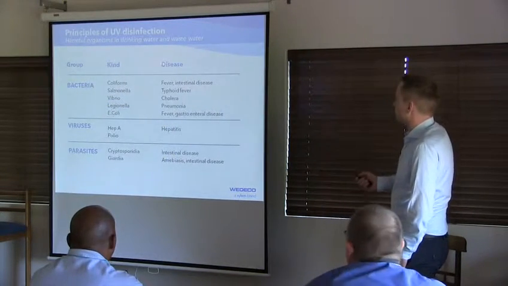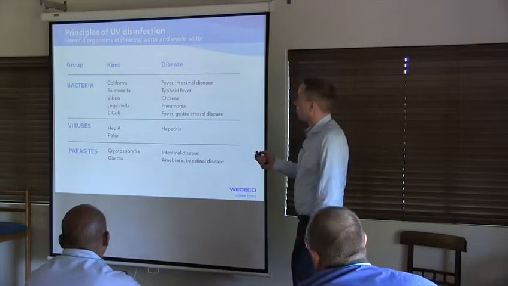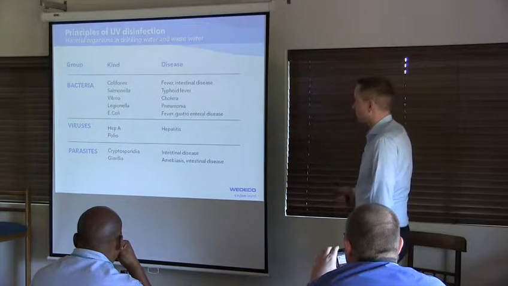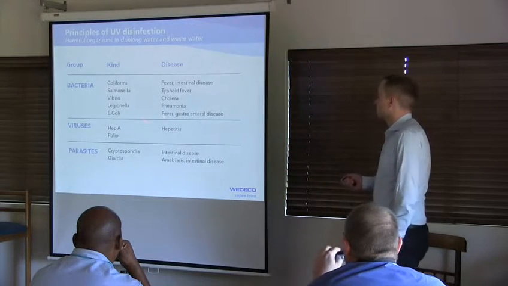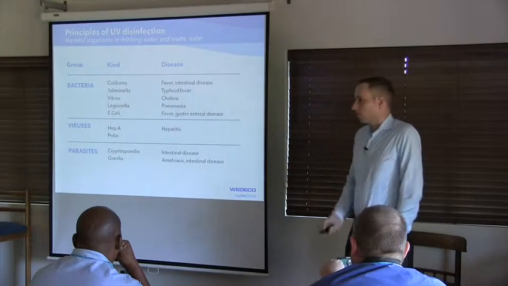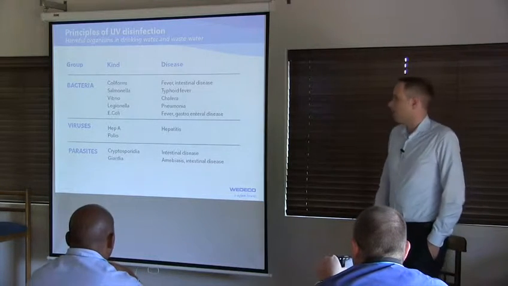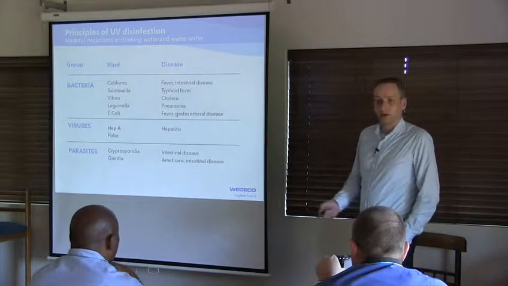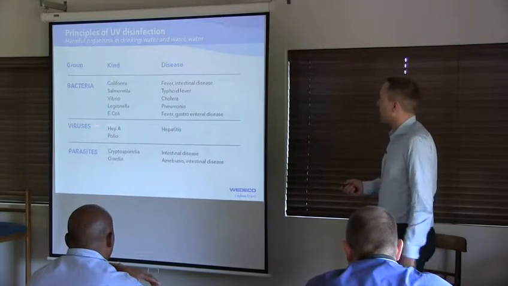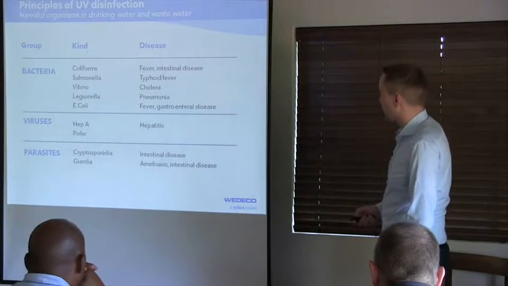So the typical kind of bacteria you're looking at for UV disinfection would be coliform bacteria, so fecal coliforms, E. coli bacteria, Legionella. We had one case 2 years ago in Germany actually at the Warsteiner brewery. I don't know if anybody knows the beer Warsteiner. They had a Legionella outbreak, and now there's a Wedeco system to prevent that from happening again.